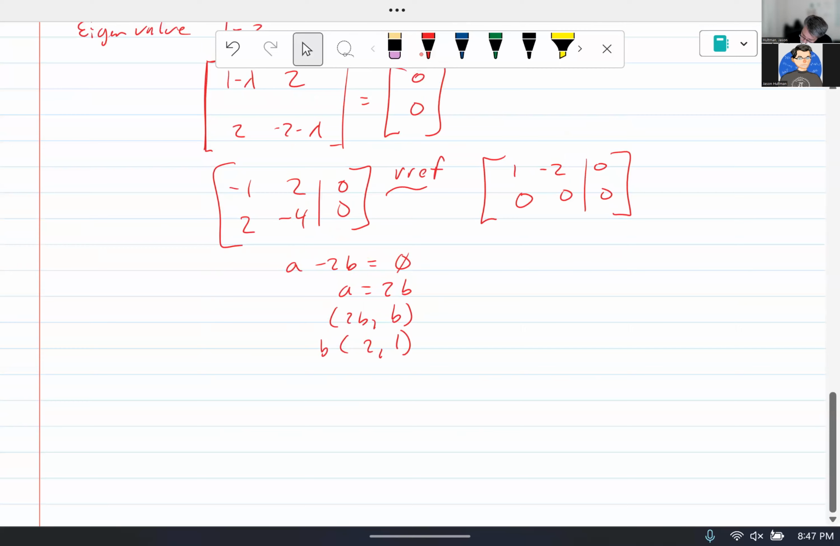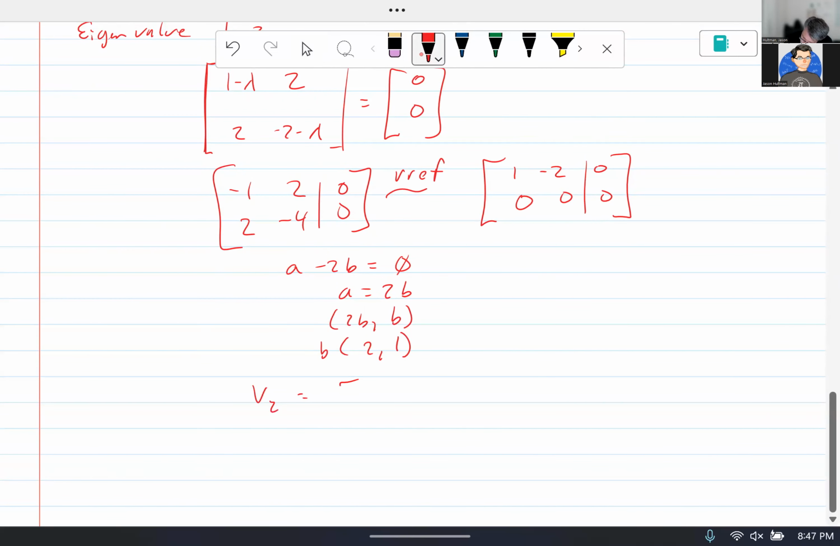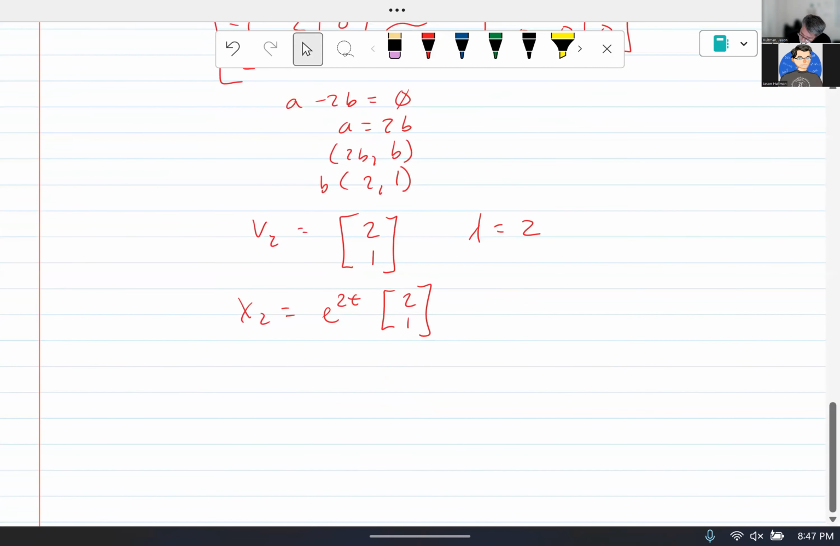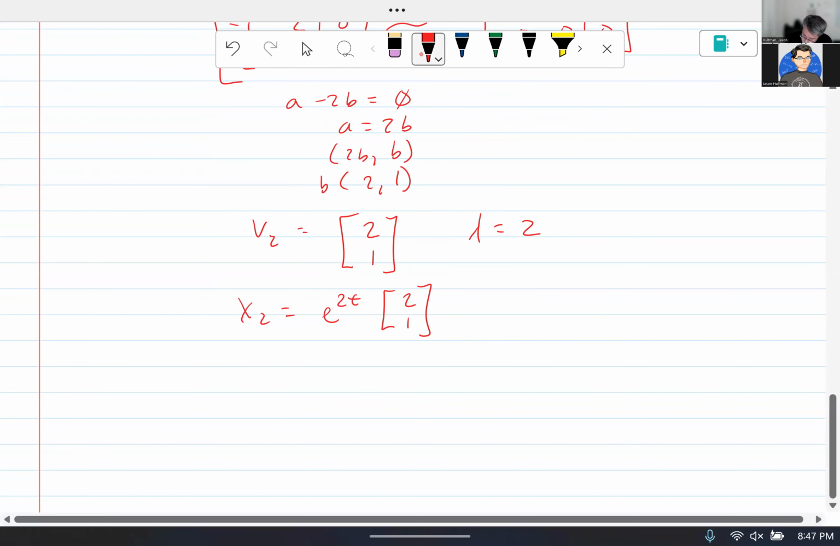Okay, and so my vector v2 is equal to (2, 1). So what's my x2? That's going to be, well, lambda was equal to 2, right? So x2 is equal to e to the 2t times (2, 1). Okay, so now we have a possible x1 and a possible x2.